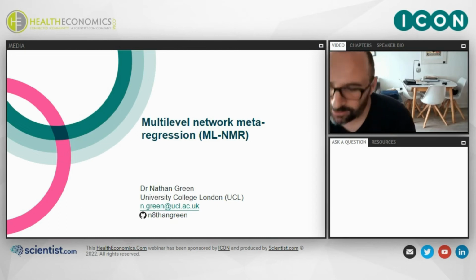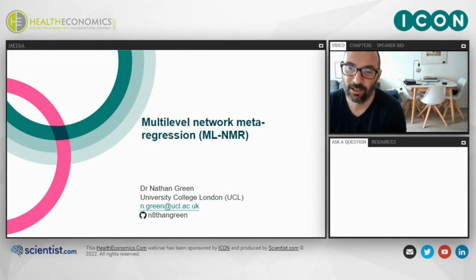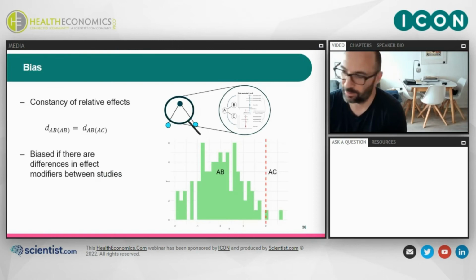Okay, great. Thanks, Matthias. So I'm going to talk about ML-NMR for the next 10 minutes or so. We've just seen MAIC as a method for population-adjusted indirect comparison using IPD in order to address bias. Now, the gold standard, the ideal situation, is if we had IPD for all of the studies, so that we could fully adjust for patient differences using network meta-regression, which is really just regression.